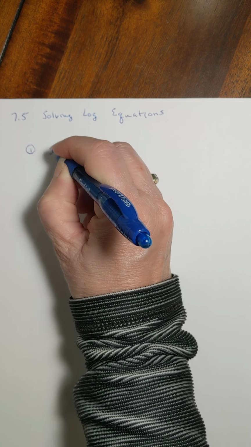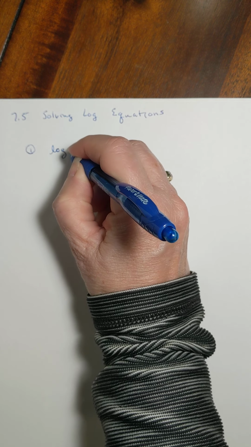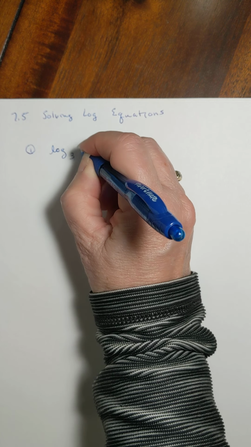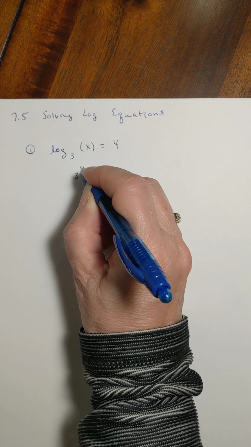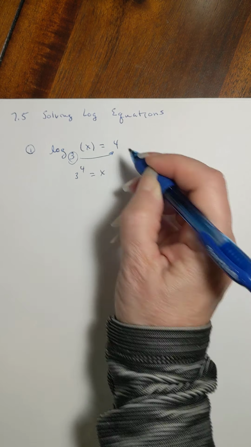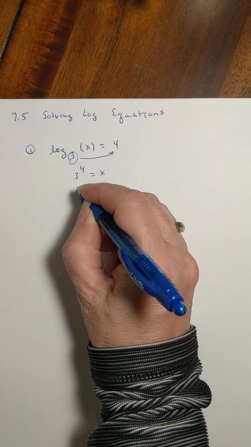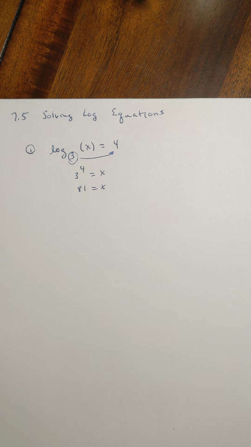All right, so we're going to finish up section 7.5, and in this video I'm doing solving log equations. So there are two types of log equations. One that's pretty easy to solve, that we've looked at before, where you just have log to the base 3 of x equals 4. And so this would be 3 to the 4th equals x. You just write it in exponential form and you get 81 equals x. So that's a really easy kind.